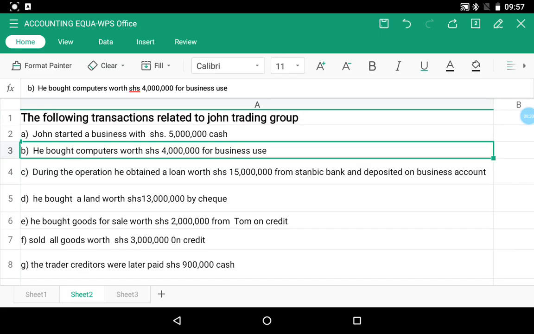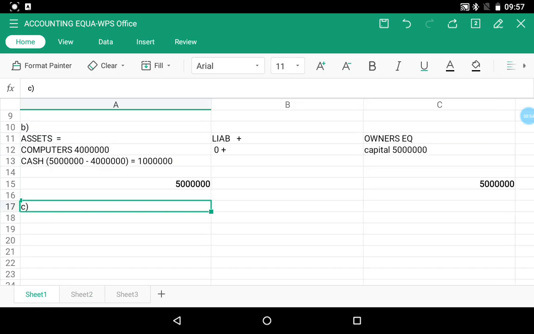So that is our part B. Now let's go to our part C. During the operation, he obtained a loan worth shillings 15 million from Stanbic Bank and posted to business account. That means during his operation, he obtained a loan. That means the bank will gain, because he received a loan from Stanbic Bank.